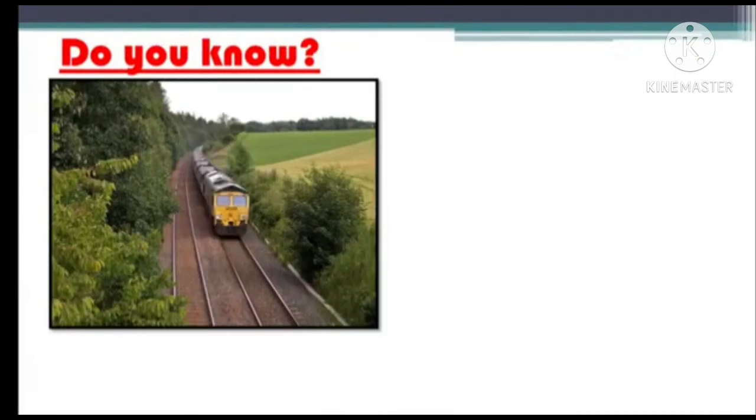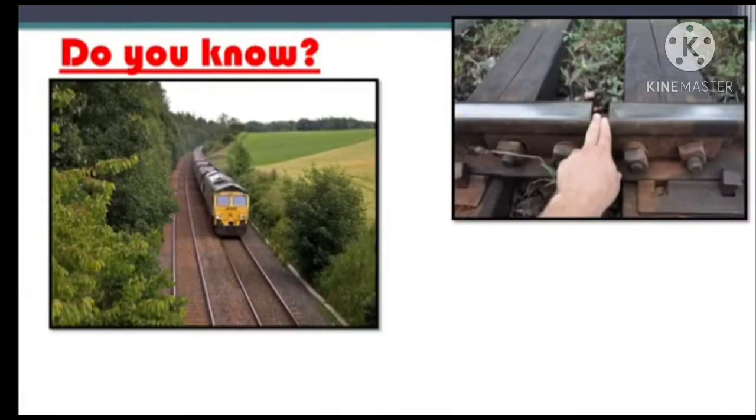Do you know, students, have you seen rails? They are not continuous. A small gap is kept between them at regular intervals, as shown in the diagram. This is kept to accommodate the change in length of the rails with change in temperature. If this gap is not kept, then the rail will get distorted due to expansion in summer, which may lead to an accident. In summer the temperature is more, so the gap is kept between the railway tracks to accommodate the expansion.